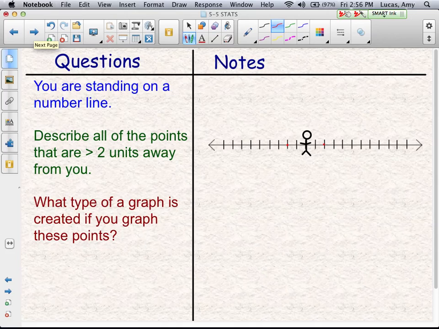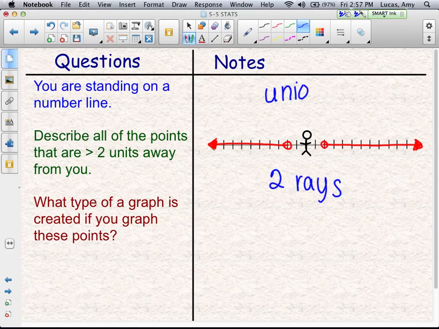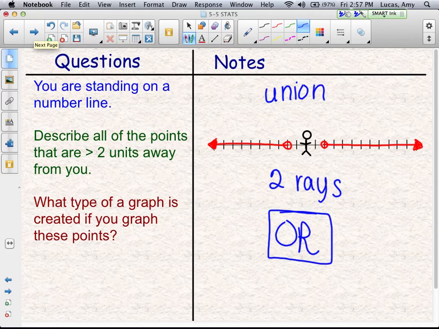But this problem says it's greater than 2 units away. So I am not going to have an interval like I did before. I am instead going to have 2 rays that are pointing in opposite directions, because it's not 2 units away, but it has to be greater than 2 units away. So more than 2 units away from me on that number line, there are going to be an infinite amount of points that are more than 2 units away. So if 2 rays are created, that means that we are talking about a union of 2 events, and our keyword is OR for our compound inequalities.